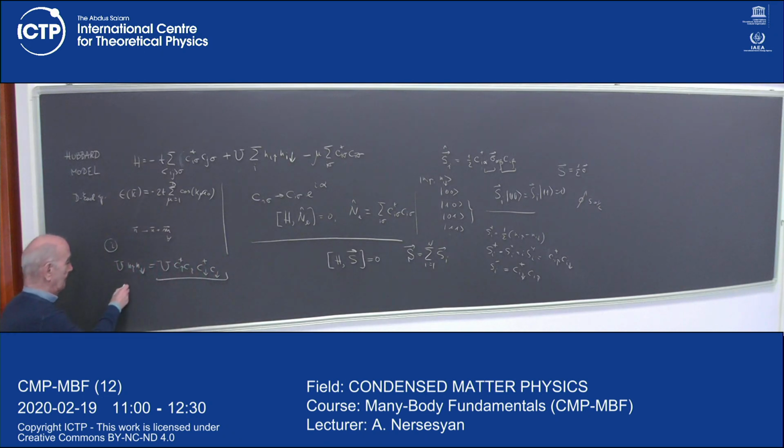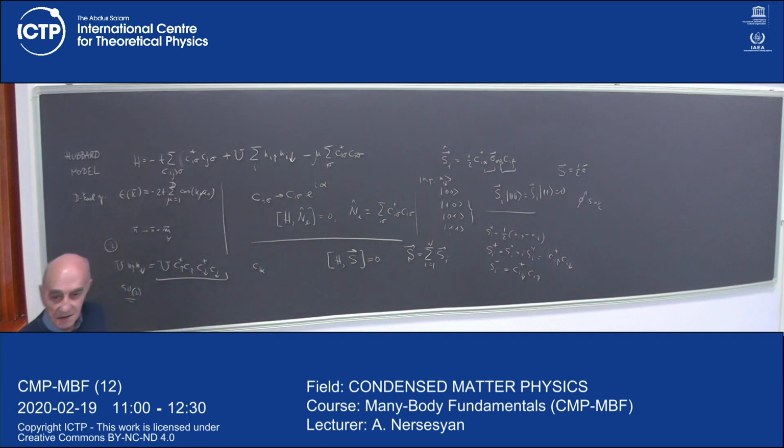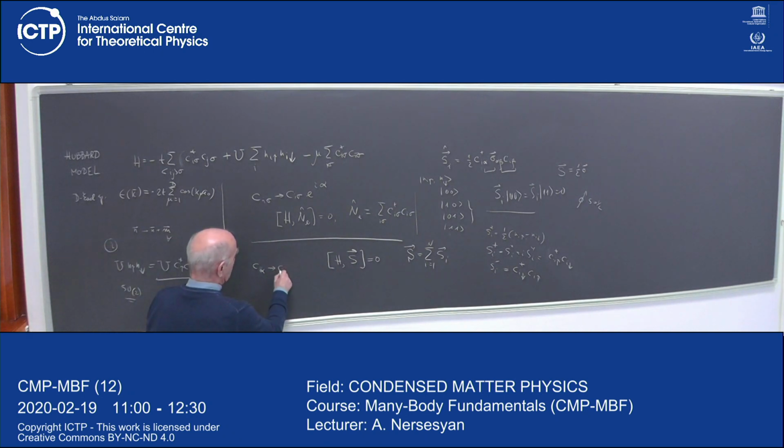expression is SU2 invariant? By SU2 invariance, I mean the following thing. So I take a C_alpha operator, alpha being spin projection, and then transform it to C_alpha prime, which is U_alpha beta C_beta, where U is a unitary matrix with a determinant equal to 1. This is exactly what is meant by SU2.